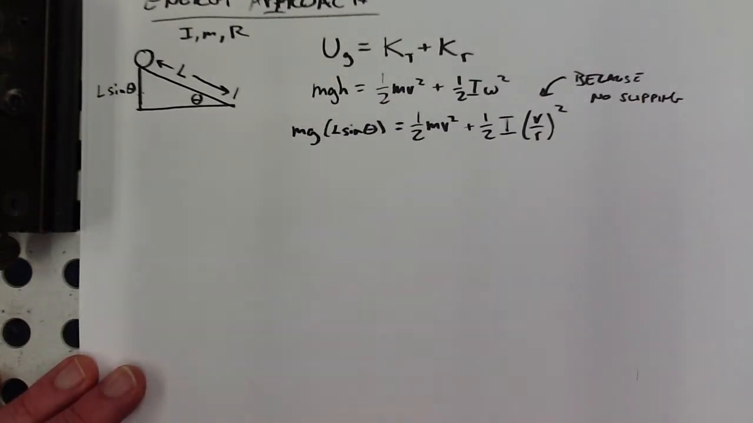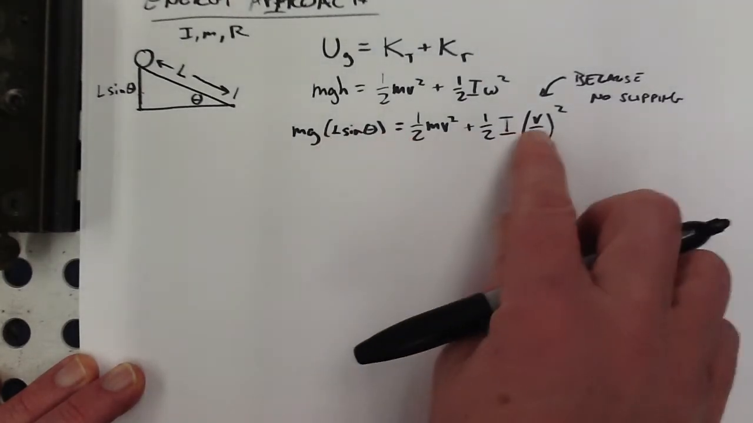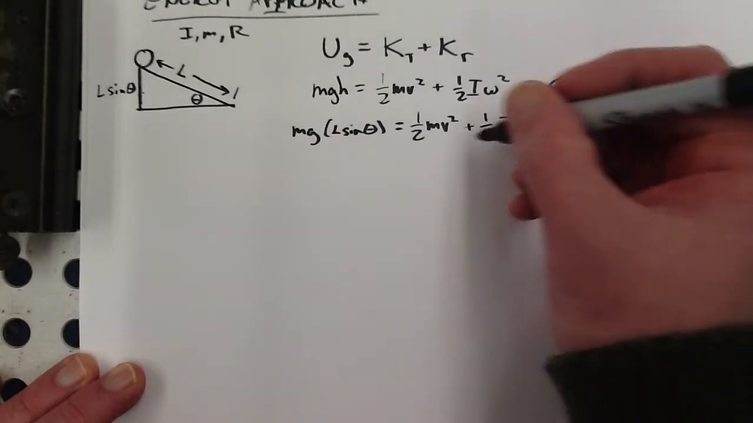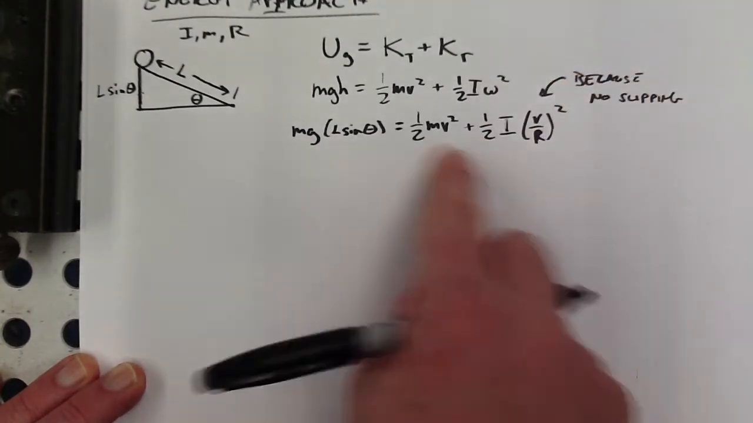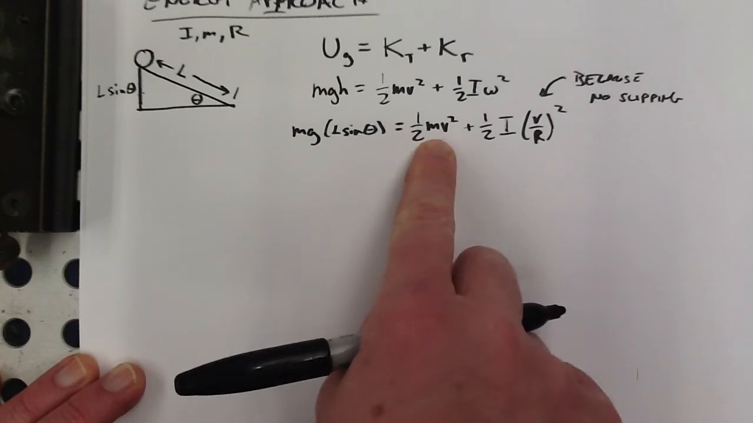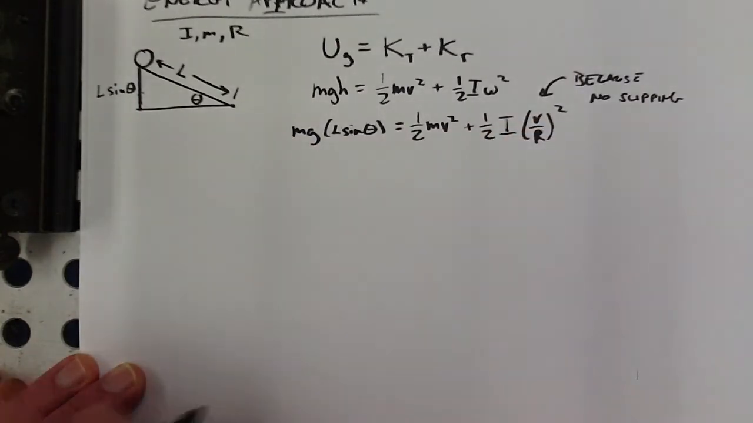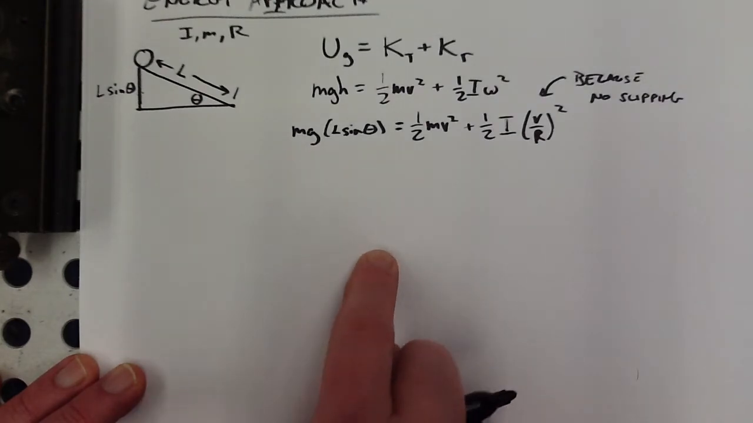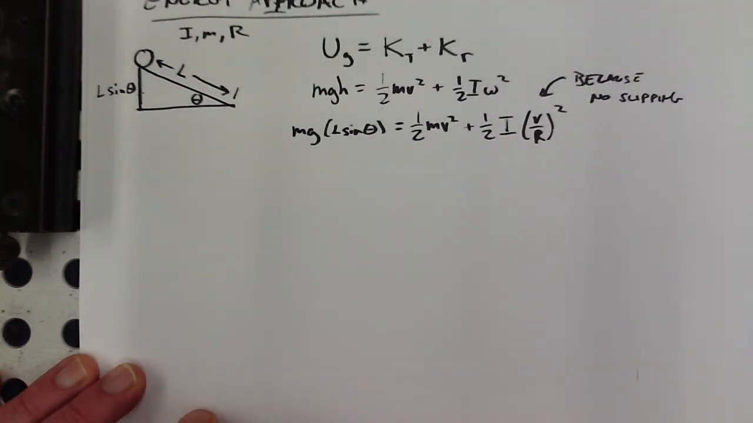Okay, so what do we do here? How about if we multiply through everything by 2? My goal here is that all these things are constants. This should be a capital R. That's what I use here. All these things are constants except for this v. I don't think I know what that is. So my goal here will be to solve for that v. So I'm going to multiply by 2 and divide by m.